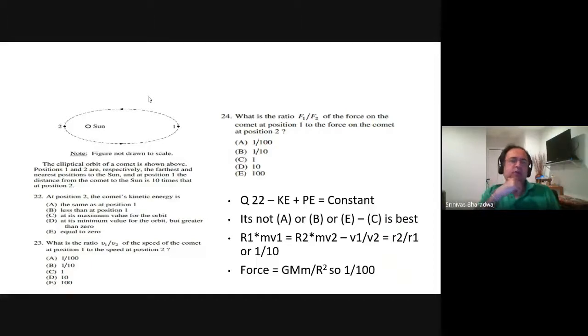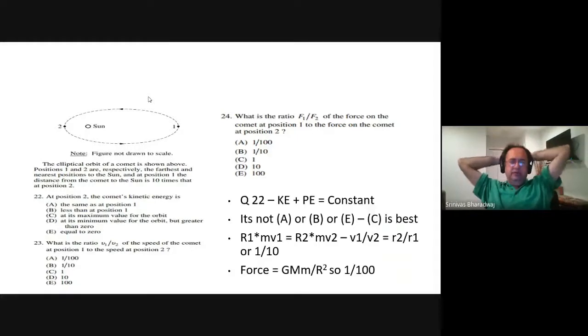What is the ratio v1 by v2 of the speed? That we already said, right? r cross mv is constant, r times v is constant. Therefore, rv is kept constant, so v1 by v2 equals r2 by r1, right? v1 by v2 equals r2 by r1.